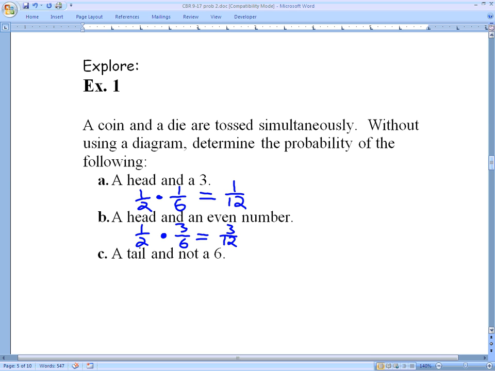Finally, part C, a tail. Still, only one tail out of 2 sides, and not a 6. Well, that's the complementary events idea. There's only one of the 6 sides that is a 6, so if I take everything and subtract the one I don't want, that leaves 5 sides that are not a 6: sides 1, 2, 3, 4, and 5. And if I multiply those together, I end up with 5/12 as the probability of getting a tail and not a 6. Now that's still less than half, but it's very close to half. So it's almost equally likely to happen and not happen.